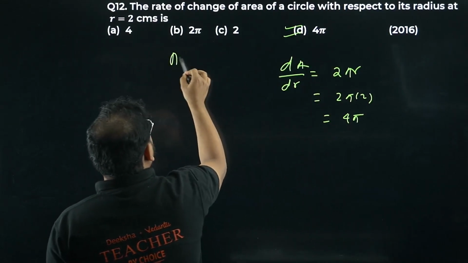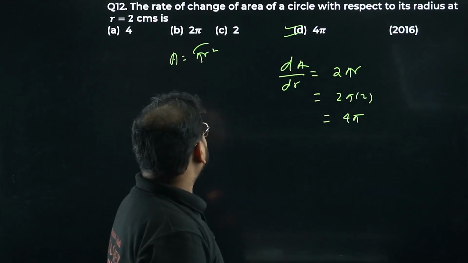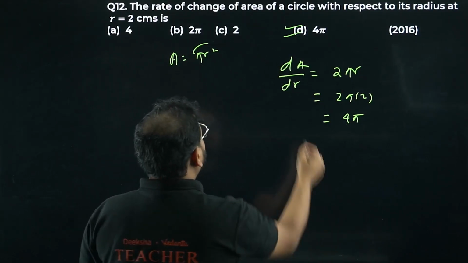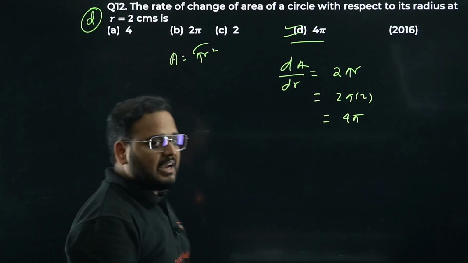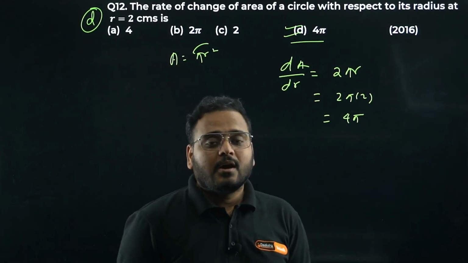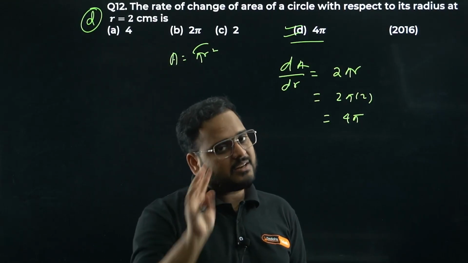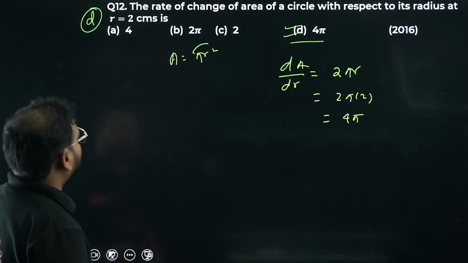A value is nothing but pi r square. Now differentiate it, you have 2 pi r. R is given as 2. It means 4 pi is the answer. Please cross check if I'm giving any answer incorrect. Let me know the question number and the option. If you feel that question number 12 is D or something else, let me know. I'll cross check and we'll discuss in the comment section. So 12th is done. D is the correct option.